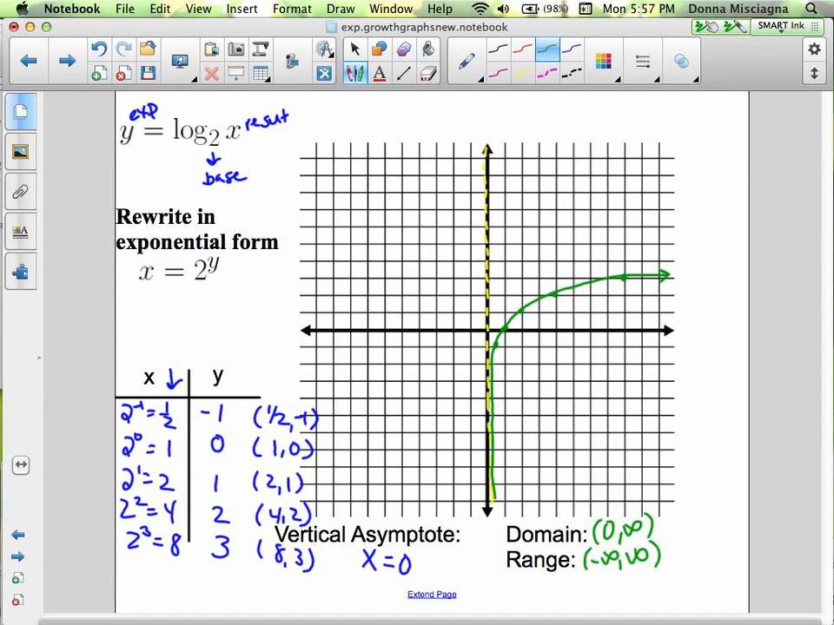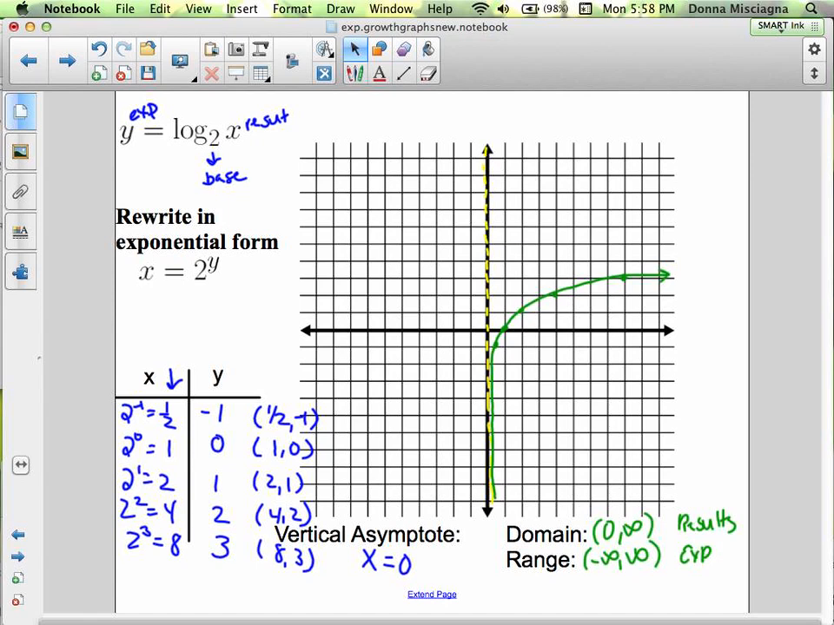So the domain is technically the results, all those results that we get. And when we raise bases to powers, we get positive numbers. The range is the exponents. The y is the exponents. And exponents can be absolutely anything at all. All right, and 1 is done.